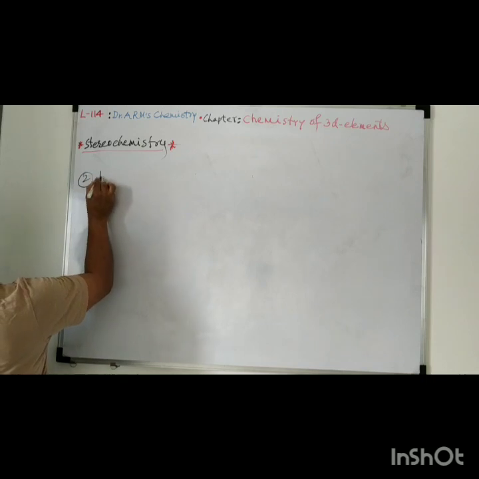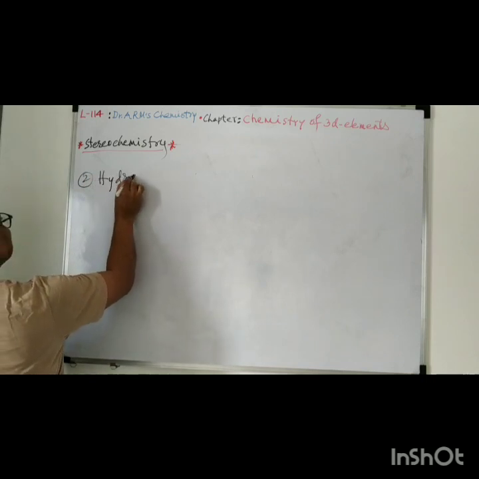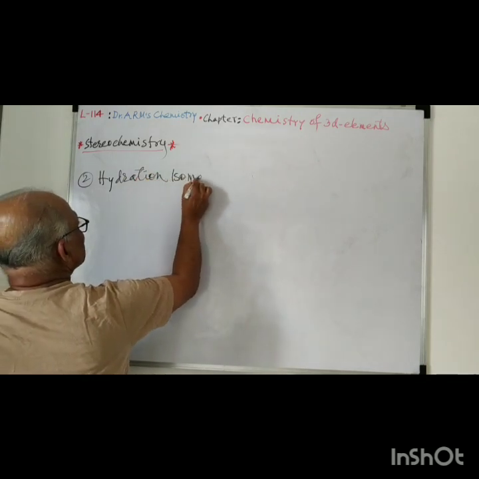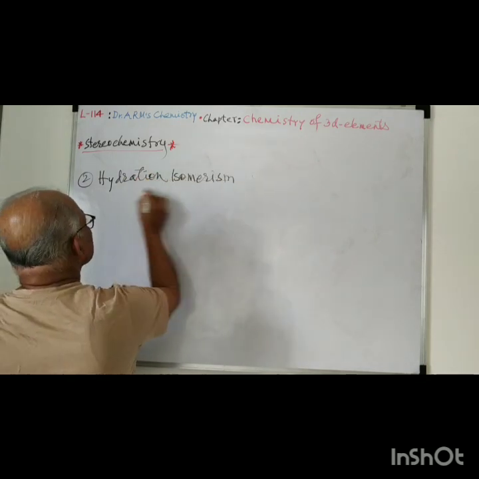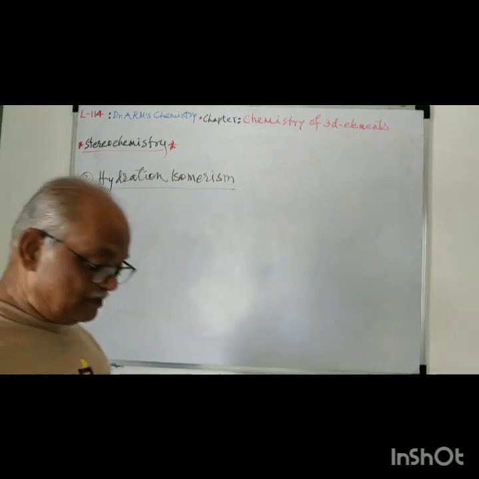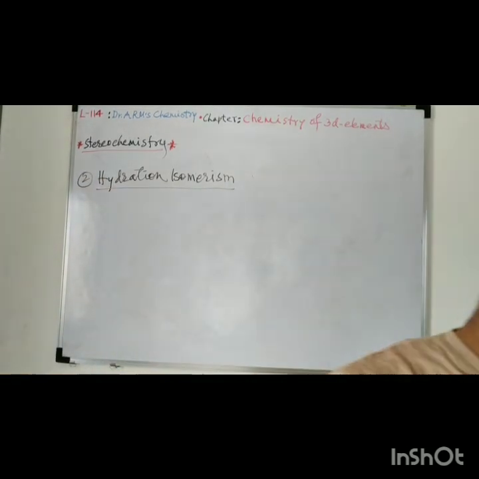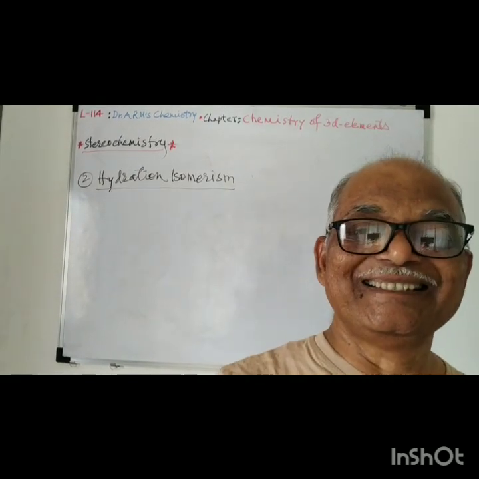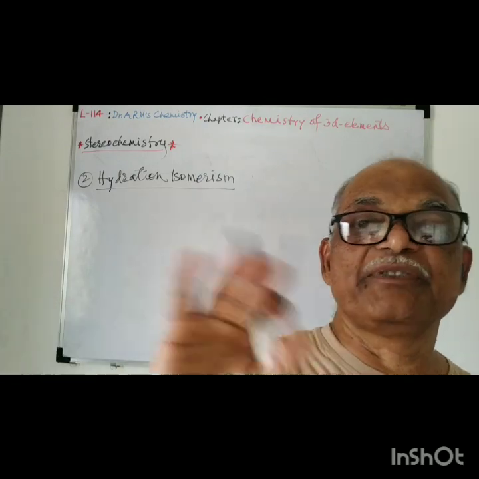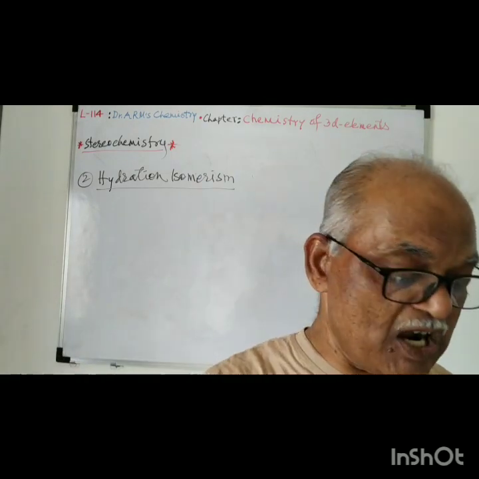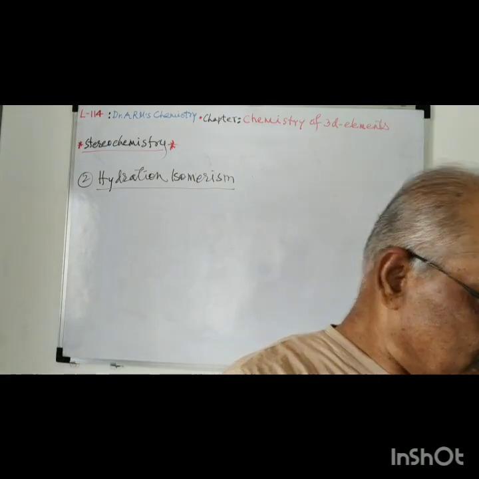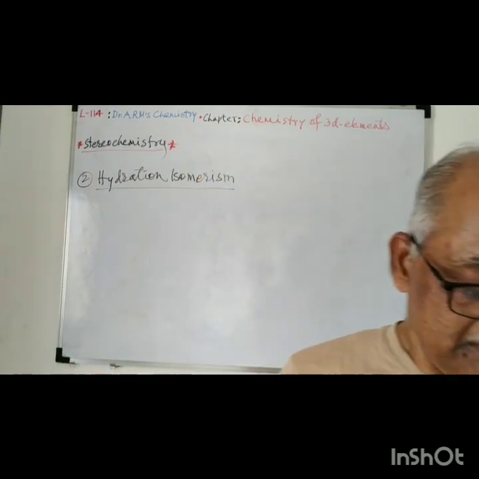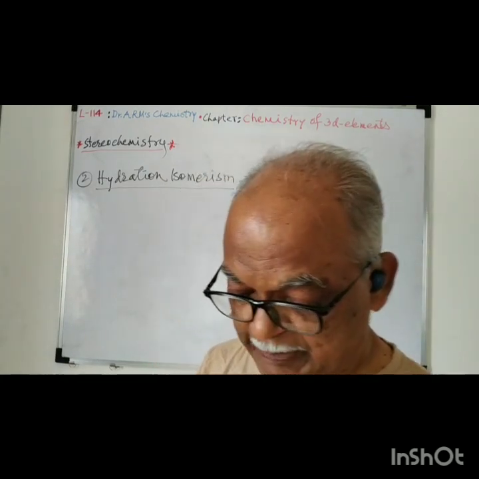Hydration isomerism. In this type of isomerism, the water molecule, a ligand, is exchanged between the coordination sphere and the ionization sphere. So this gives us two isomers, and they can be prepared in this way.